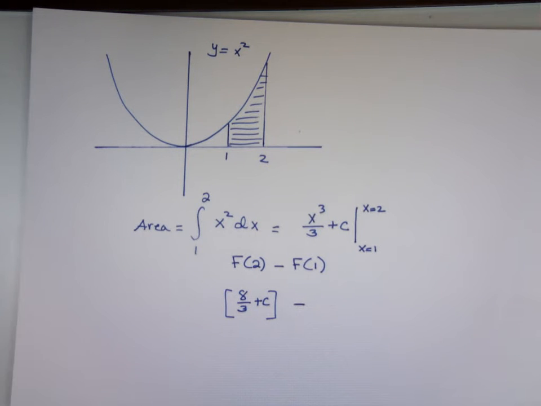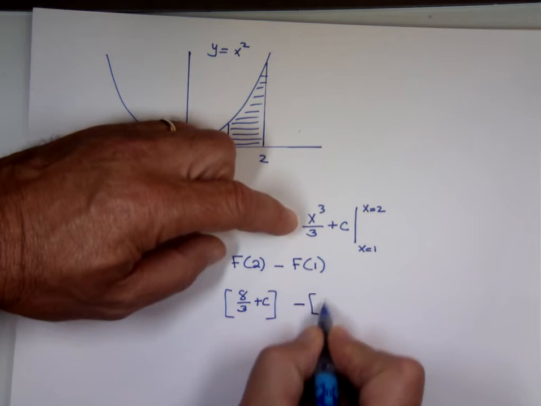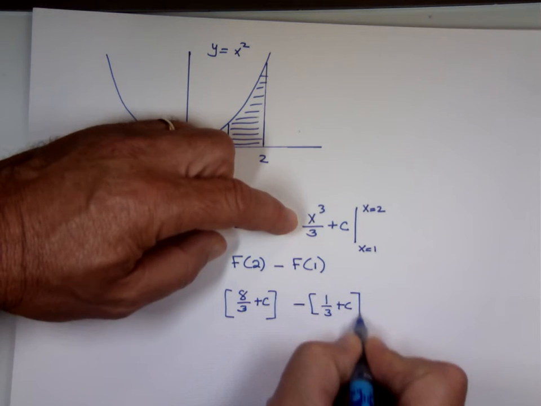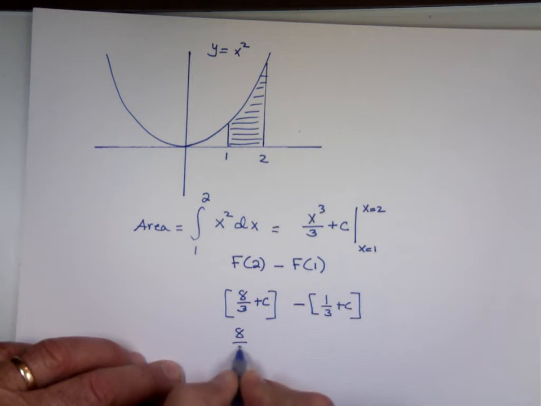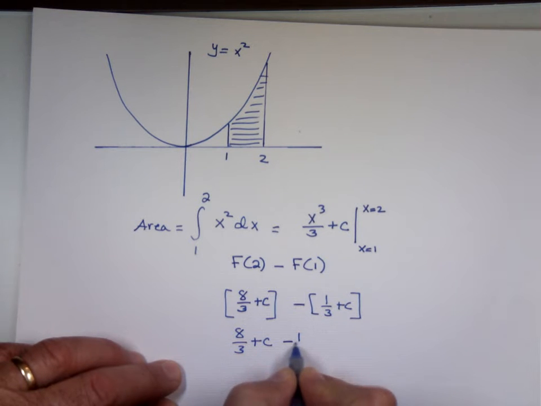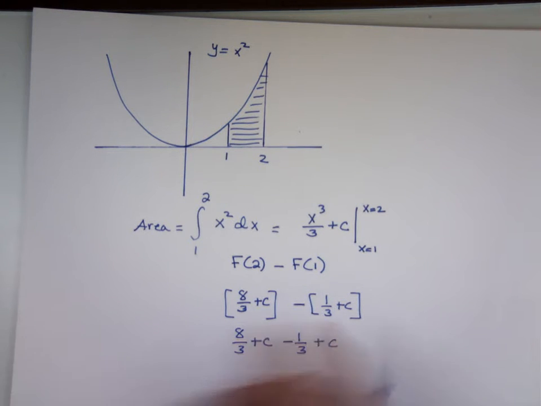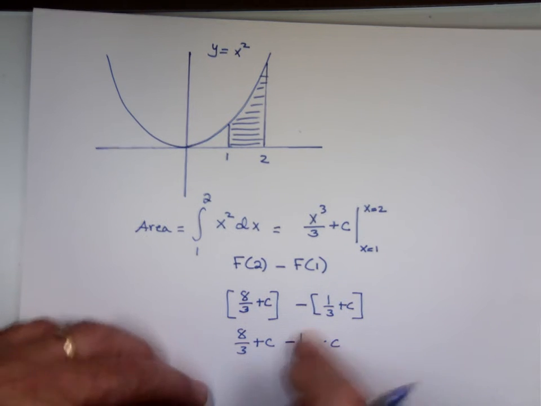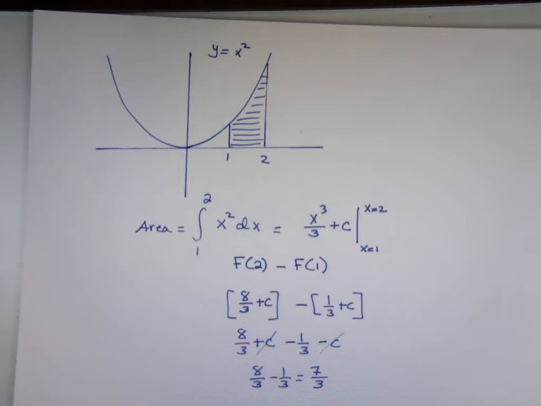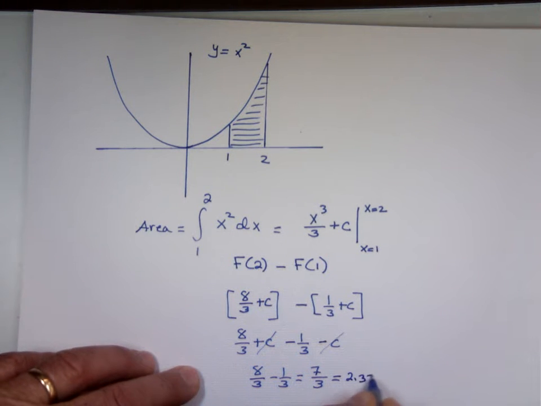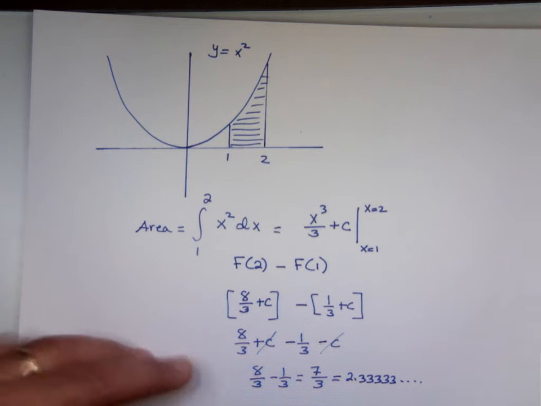Minus, now let's find the value when x is 1. What's 1 cubed? 1/3 plus c. And what do you notice about the c's? They will cancel each other out. You will have 8 over 3 plus c minus 1 over 3 plus c. This becomes a minus c because the minus sign in the front changes all the signs. Notice the c's, they will cancel. What is 8/3 minus 1/3? Is that 7 over 3? Let me divide 7 over 3 and I'll get what? 2.33333. And that's actually the actual area.